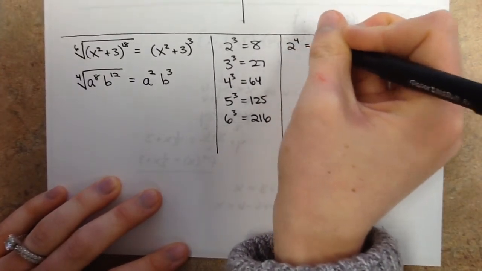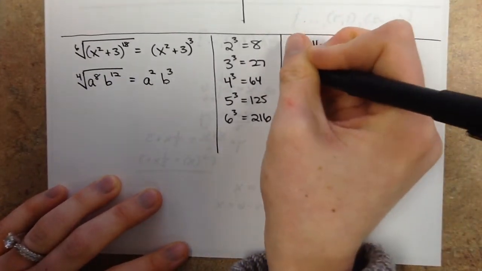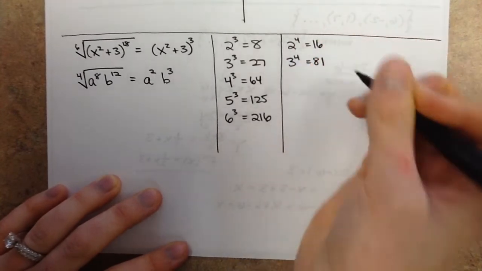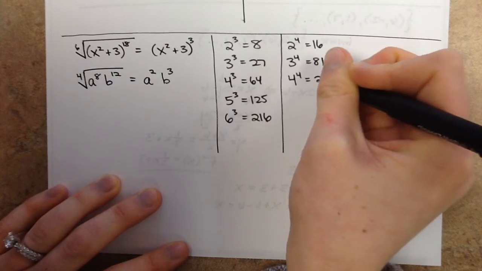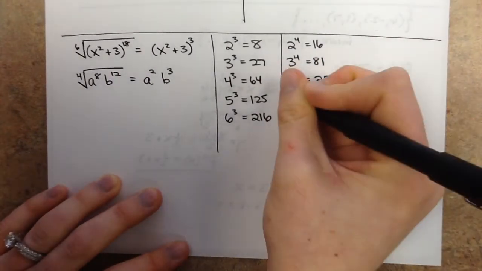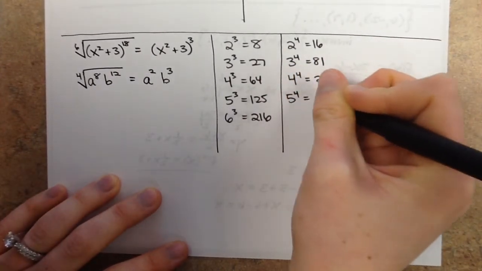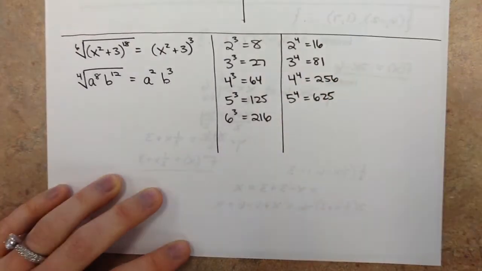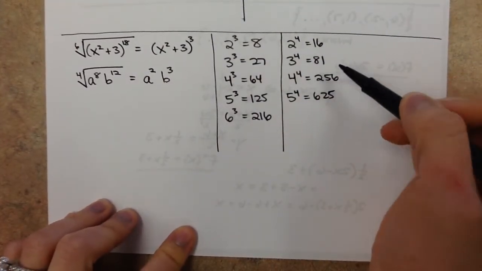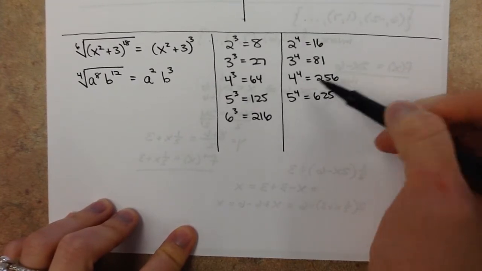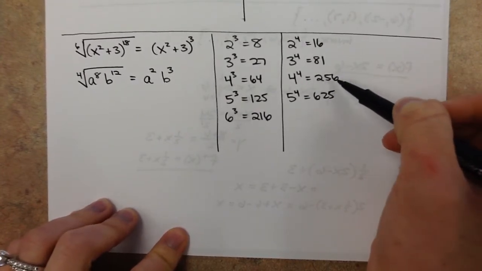Fourth powers, 2 to the 4th is 16. 3 to the 4th is 81. 4 to the 4th is 256. And 5 to the 4th is 625. I think that's probably good with those. So same thing, if you're trying to take the 4th root of one of these numbers, it takes you back to one of these numbers. Like the 4th root of 256 is 4.